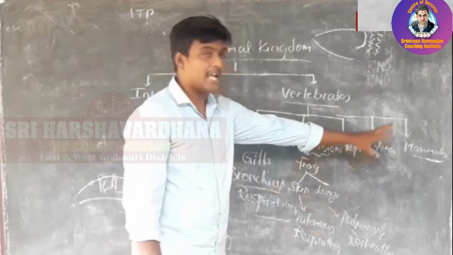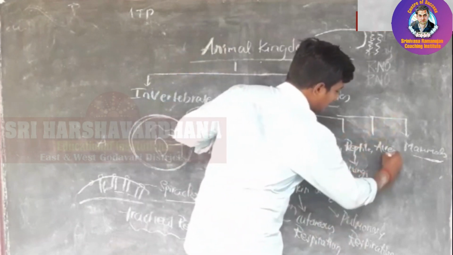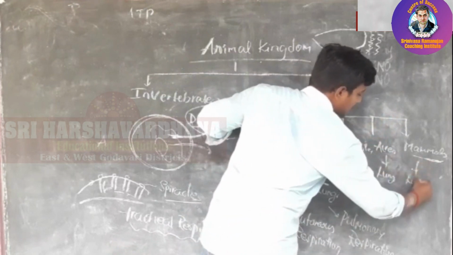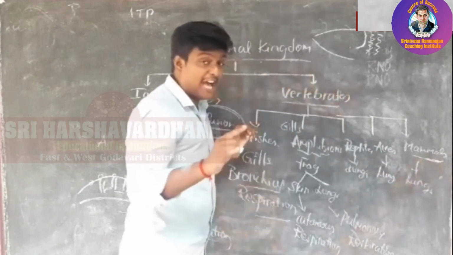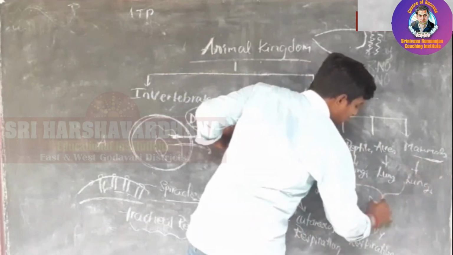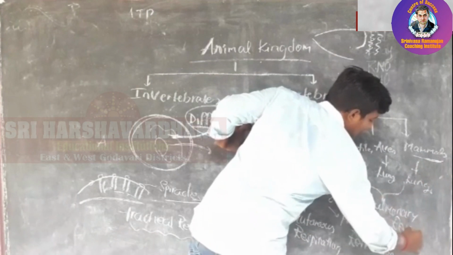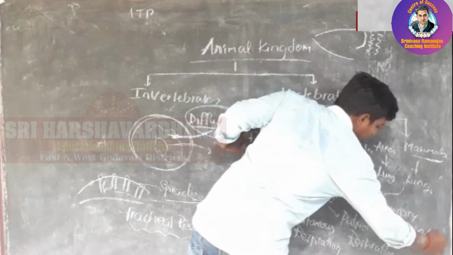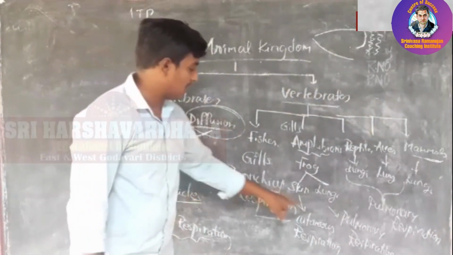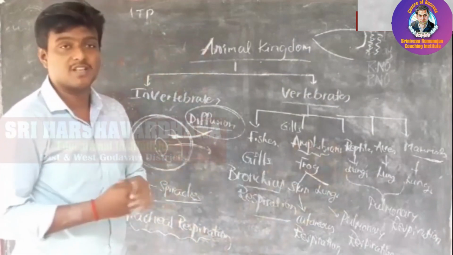So what about the reptiles, aves and mammals? Reptiles respire by the help of the lungs, aves also respire by the help of the lungs, and even mammals respire by the help of the lungs. If animals respire by the help of the lungs, we call it pulmonary respiration. So here are 4 kinds of respiration: bronchial, tracheal, cutaneous, and pulmonary. Based on the organs, we have 4 types of respiration.